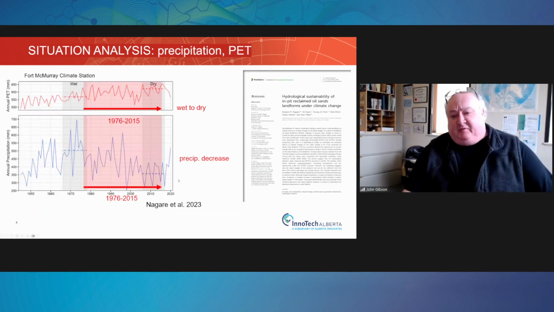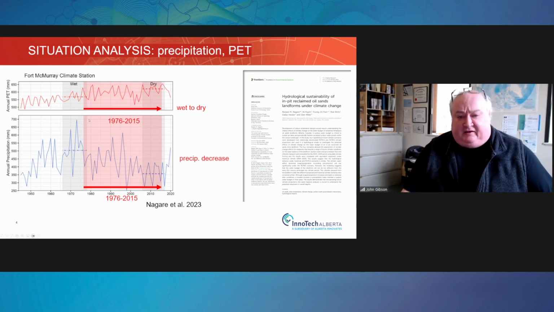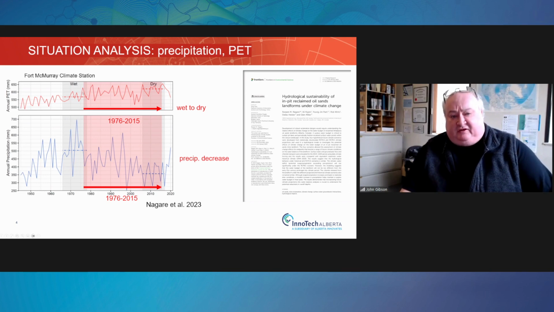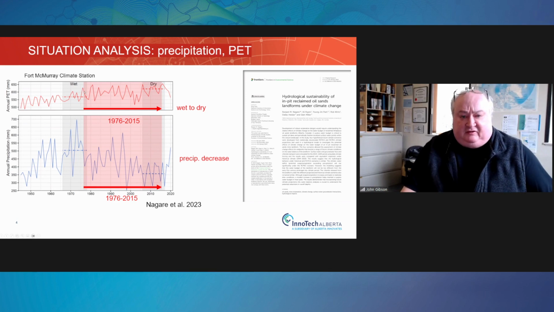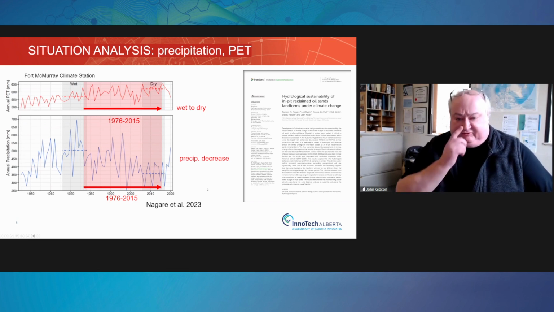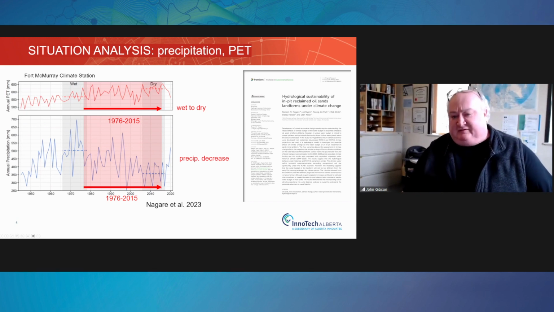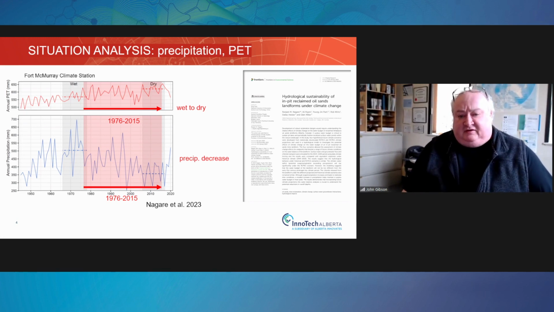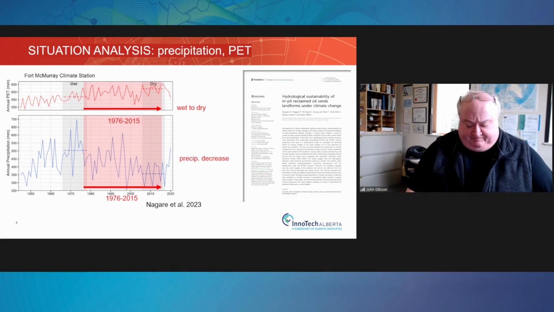If we look at the climate data for the same time period, which I highlight here in red and show with these arrows, this is for Fort McMurray, which is a nearby weather station in the lower Athabasca. It clearly shows a wet to dry transition during that 40-year period, and also looks like a decrease in precipitation over that interval. This does not explain the increase in stream flow.